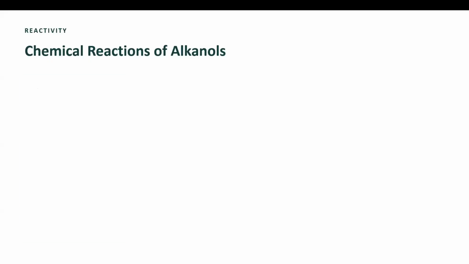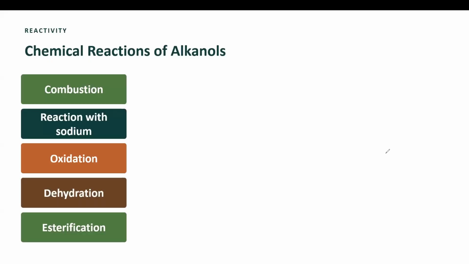Chemical reactions of alkanols. Combustion. Ethanol will burn. We are going to use ethanol as our reference. Ethanol will burn in oxygen to give carbon dioxide and water, and it also produces energy. In places like Brazil, they use gasohol as fuel for their cars. Gasohol is a mixture of ethanol and petrol. In fact, it can be up to 70% ethanol and 30% petrol. So they use that mixture as a fuel for their cars.